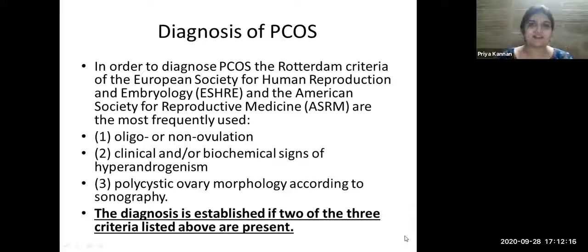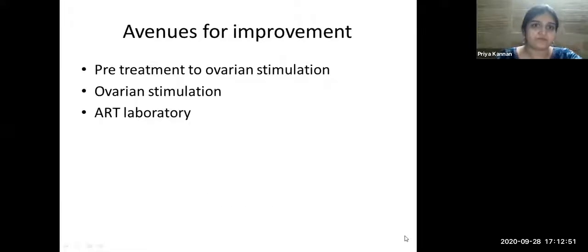And what is the crux of diagnosis? All these are at the epigenetic and molecular levels, but how do we diagnose clinically? We all know it already, but just a recap again: there are three factors to be decided on. One is oligo- or non-ovulation. The second one is clinical or biochemical signs of hyperandrogenism. And the third one is polycystic ovarian morphology on ultrasound. All three may not have to be there, but there has to be at least two of the three to diagnose the patient as a case of polycystic ovarian syndrome.